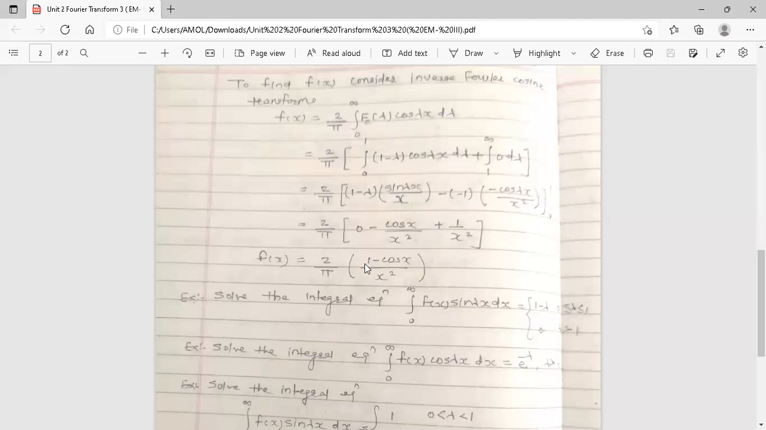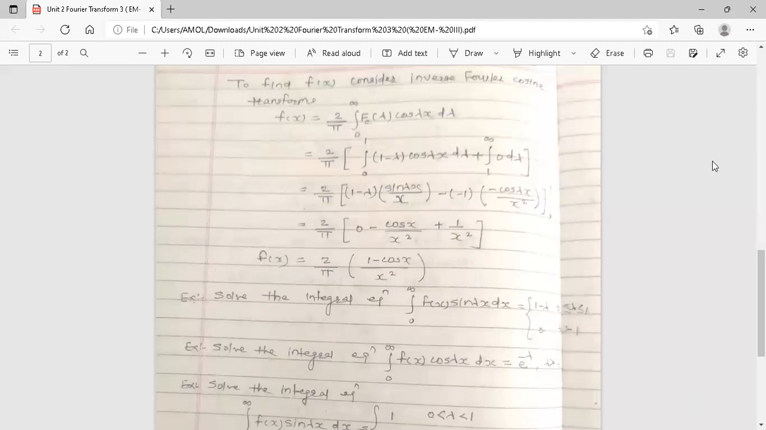And here f of x is equal to 2 upon pi as it is. Now denominator is same here, x square, so we can do the addition of numerators. So 1 minus cos x upon x square. So the function is f of x is equal to 2 upon pi in the bracket 1 minus cos x upon x square. So this is the solution for the integral equation.